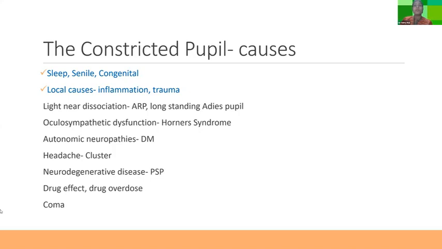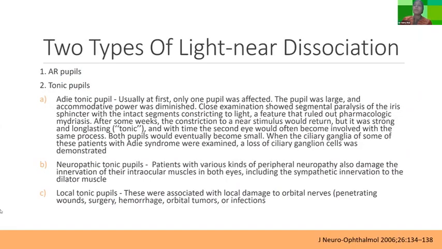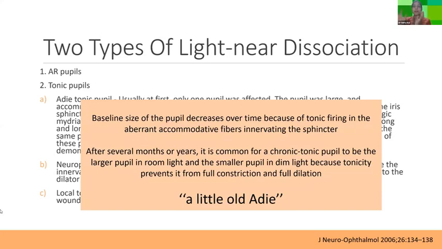Then those causes which lead to light-near dissociation and lead to a constricted pupil. The two important causes of light-near dissociation are one, the Argyll Robertson pupil, and the second is the tonic pupil, which is again divided into three important causes: the Adie's, the neuropathic, and the pupils secondary to local trauma. However, it will be covered in detail in the coming talk. But the important thing is these tonic pupils are actually large, dilated pupils.